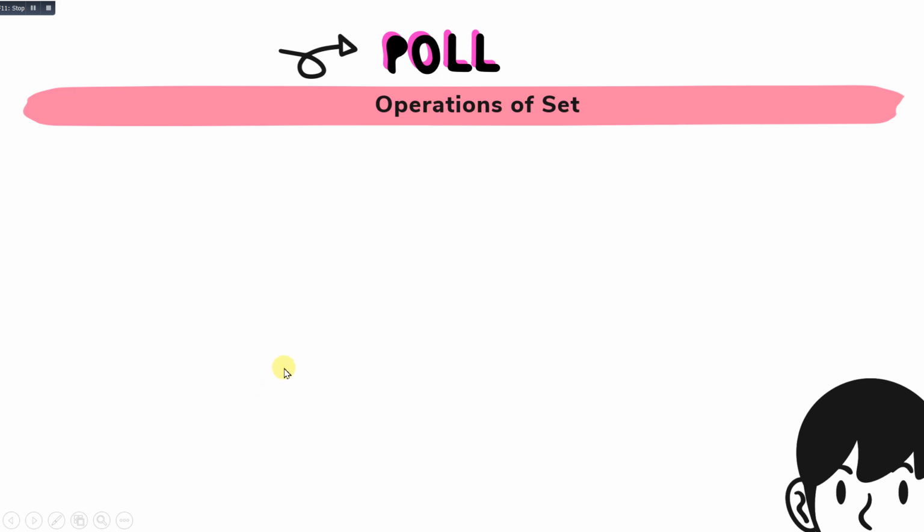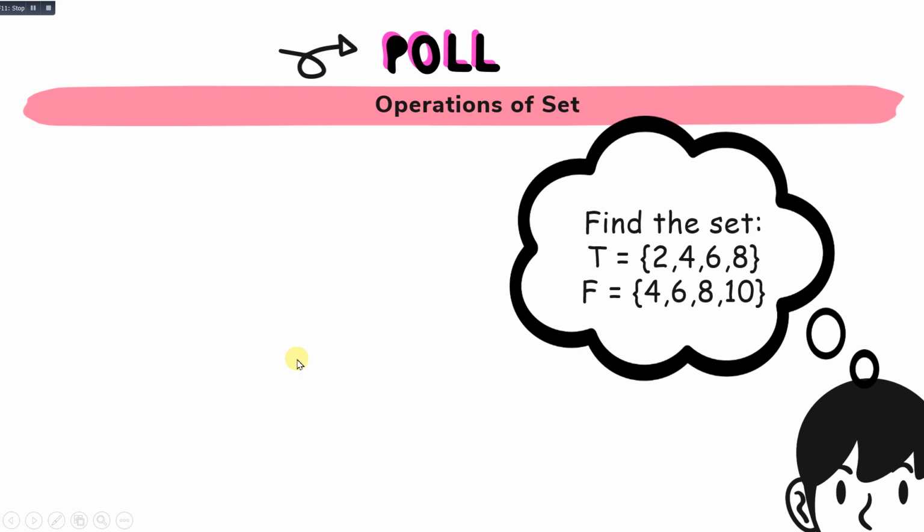Another example: find the intersection of sets T and F. The given set T is 2, 4, 6, 8, and set F is 4, 6, 8, and 10. Again, to get the intersection of sets, we just need to find the common elements between T and F. The answer is 4, 6, and 8. That is why the intersection of T and F is 4, 6, and 8. Okay?